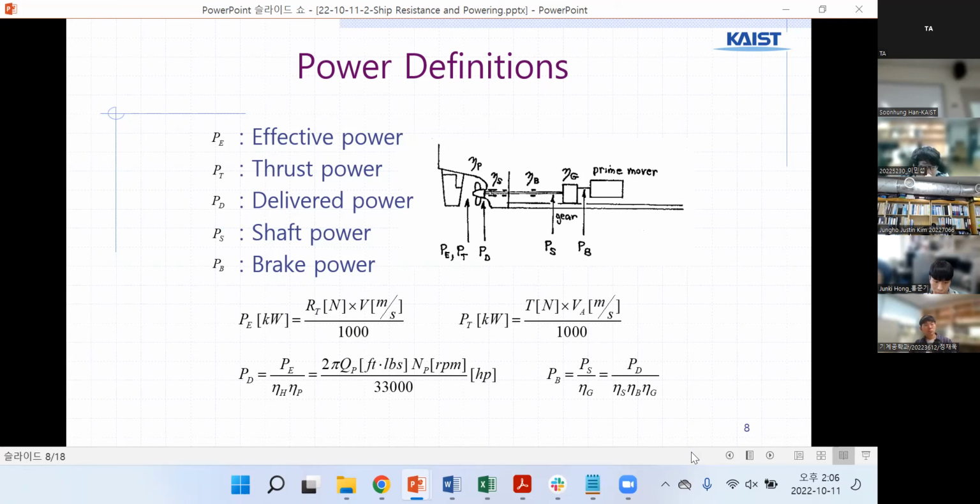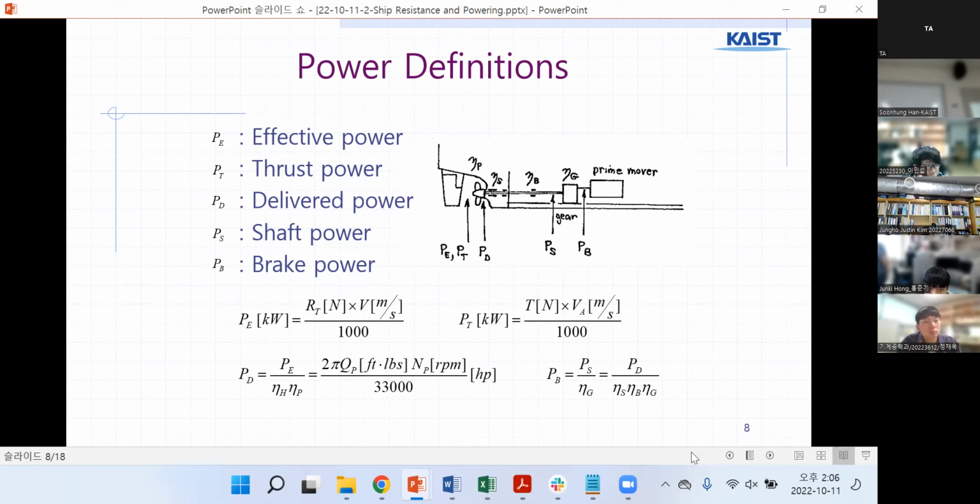But PT is just after the propeller, the thrust power. And PD is the delivered power before the propeller. Shaft power is here on the shaft. And brake power is just behind the engine. So there are small losses, big losses here, and also big losses after the thrust to PE.